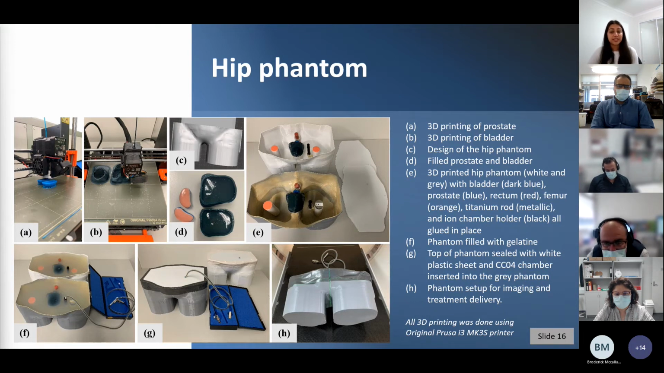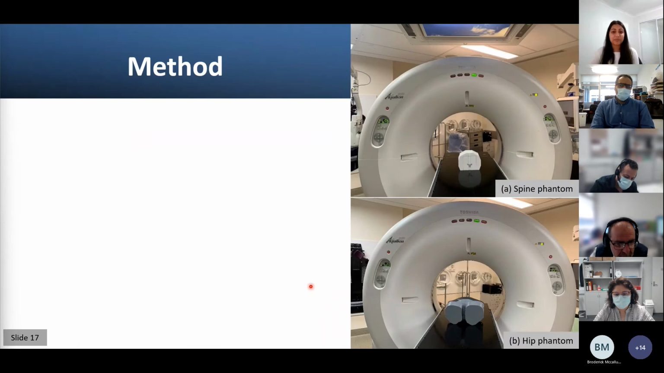And the organs were filled with different mixtures of uracil, gelatin, sugar, flour, and water. And once these were set, the organs were glued in place, and later the phantom was filled with a mixture of gelatin and water to prevent any leakage during imaging and treatment delivery, as shown here. And once the gelatin was set, the phantoms were sealed and ready for imaging.